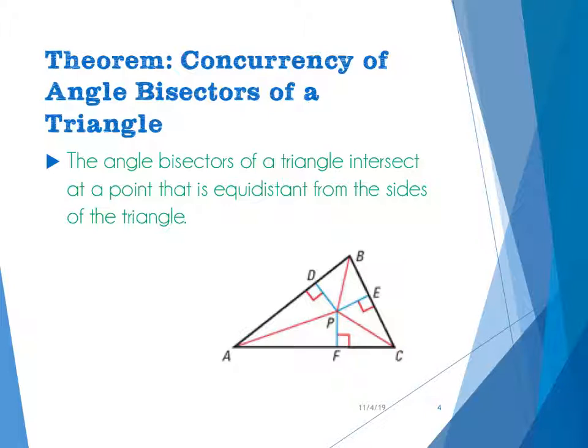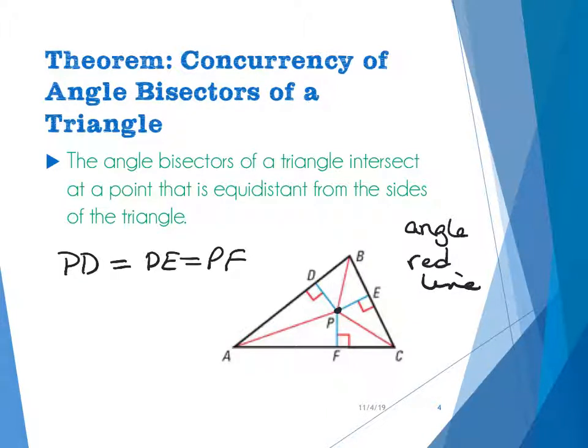Each one of the blue lines is telling me that PD is equal to PE, which is also equal to PF. So the point of concurrency here is point P, and that is the point where all of the angle bisectors meet. The angle bisectors are the red segments in this figure. On your test, it's not going to be in color.